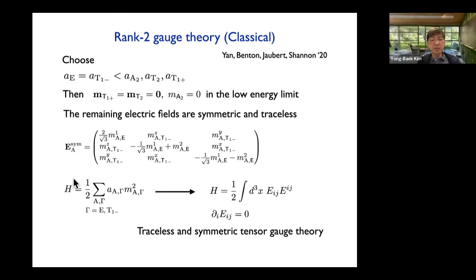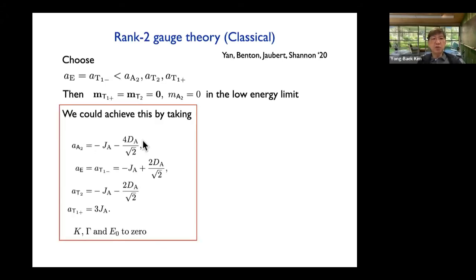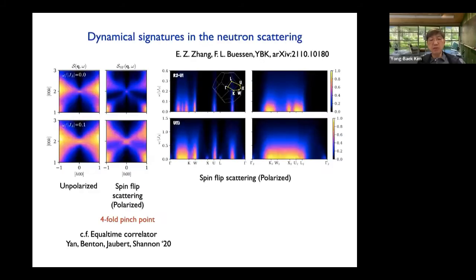And this theory is particularly nice in the sense that all these electric fields are symmetric and traceless. So your Hamiltonian, if you like, reduces to a very nice form. It's basically the E squared term in your Hamiltonian. And this theory is traceless and symmetric. So you end up with a traceless symmetric tensor gauge theory. So this is the reason why this is nice: first of all, you can reach this limit very naturally if you just set all the Kitaev-type and gamma interactions to be 0. So if you only keep Heisenberg and Dzyaloshinskii-Moriya, you immediately arrive at this condition. So it's a very natural limit.